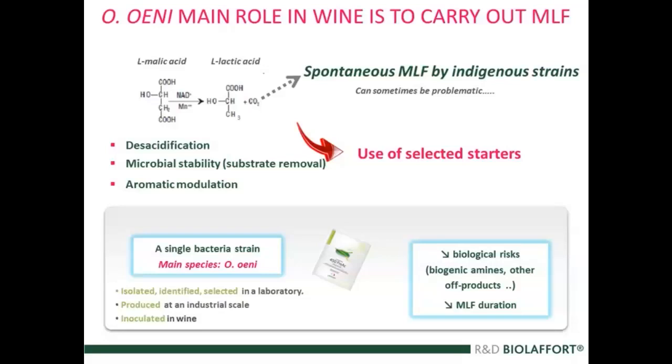The reason why people use selected starters is because their selection through a specific strain makes it a robust product to use, whereas indigenous strains can be a little more difficult to handle. They are also selected so that they're unable to produce biogenic amines or other off products. And most of the time, the malolactic fermentation duration is shorter.